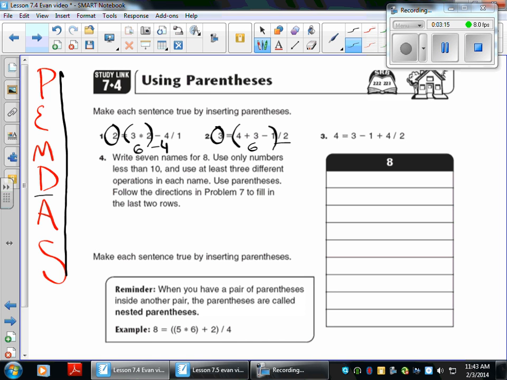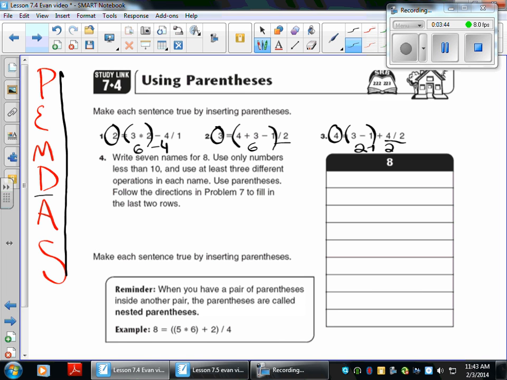The third one, we have to put parentheses in the problem so the answer gives us 4. Looking at this problem, I can see if I put parentheses around 3 minus 1, 3 minus 1 gives me 2. I see a division right here. Division comes before addition. 4 divided by 2 gives me 2. Now I can add. 2 plus 2 gives me an answer of 4.